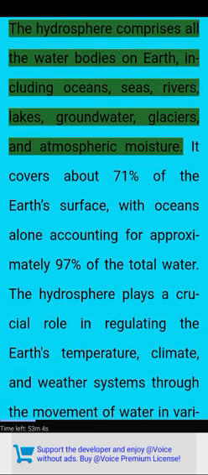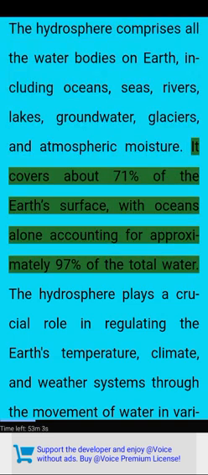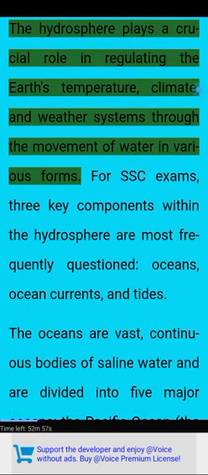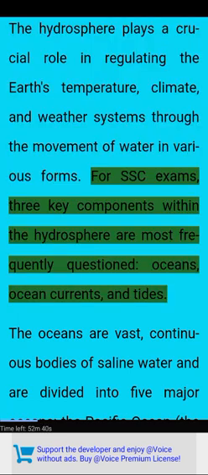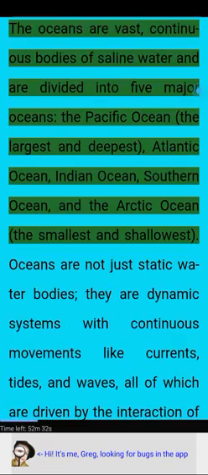The hydrosphere comprises all the water bodies on Earth, including oceans, seas, rivers, lakes, groundwater, glaciers, and atmospheric moisture. It covers about 71% of the Earth's surface, with oceans alone accounting for approximately 97% of the total water. The hydrosphere plays a crucial role in regulating the Earth's temperature, climate, and weather systems through the movement of water in various forms. For SSC exams, three key components within the hydrosphere are most frequently questioned: oceans, ocean currents, and tides.